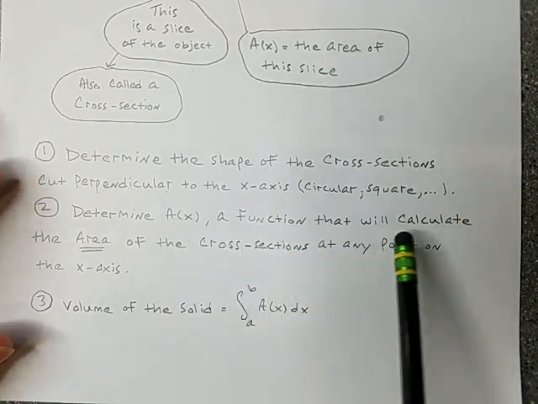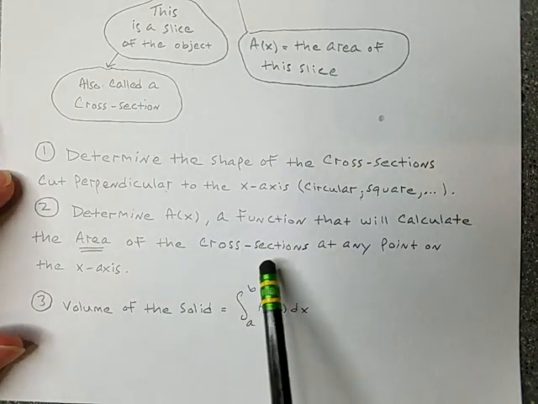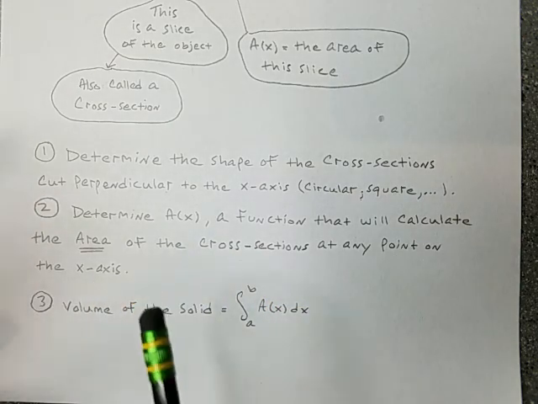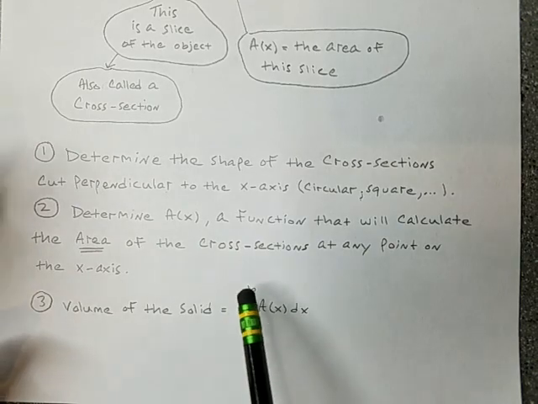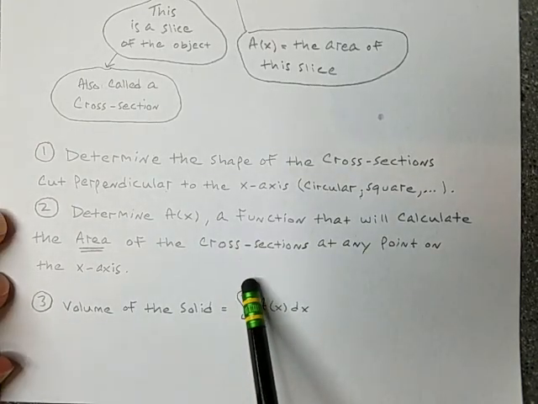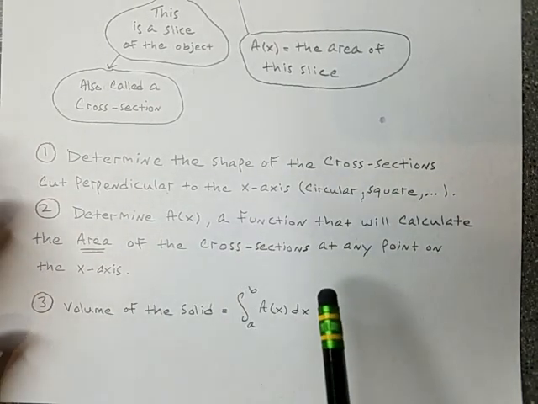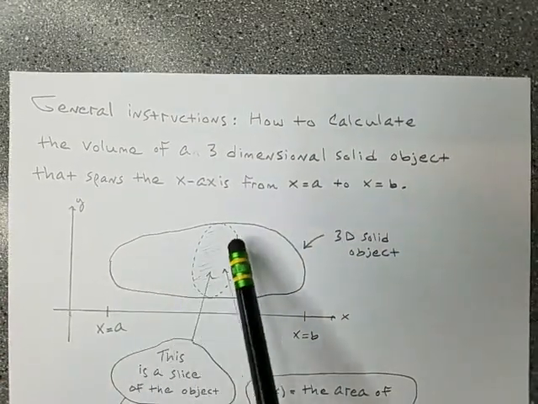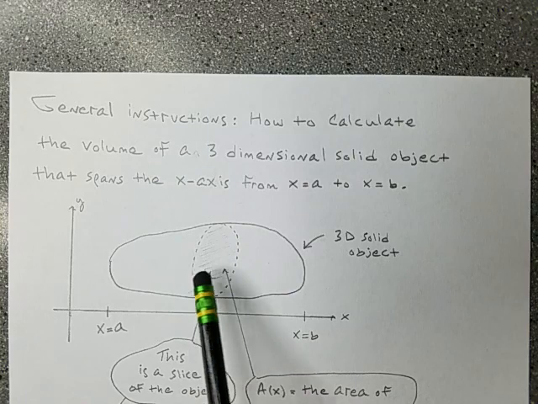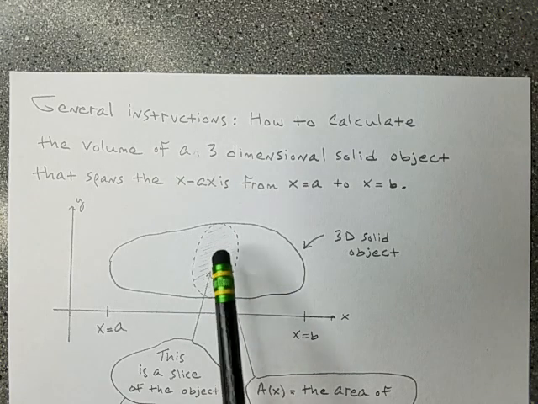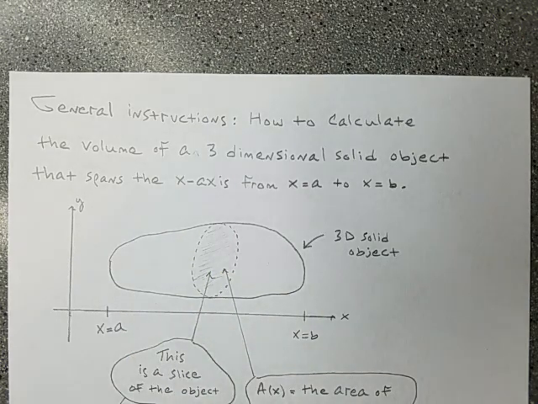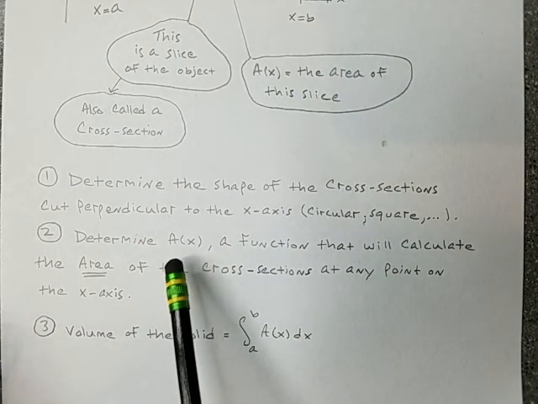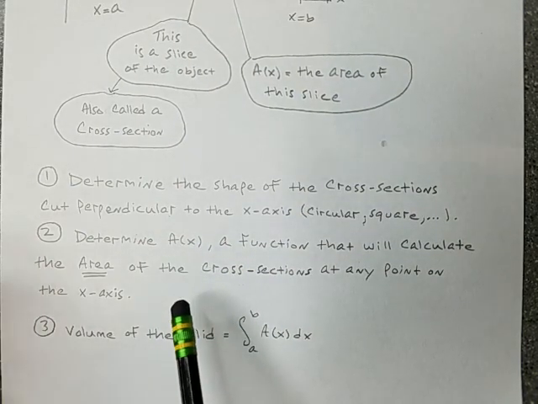It's a function that will calculate the area of the cross sections at any point on the x-axis, because they're going to be different sizes at different places. We need a formula to calculate it no matter where it is. Remember, for this potato, the circular cross sections will all be circular, but they'll be bigger in the middle and taper a little smaller to the ends. I need a function that tells you the size of the cross section no matter where it is.